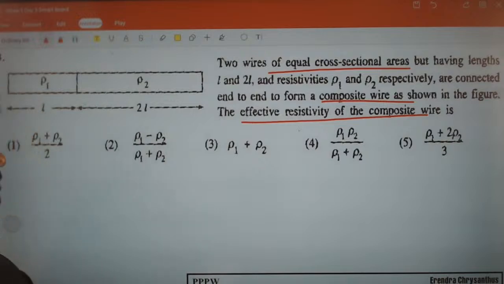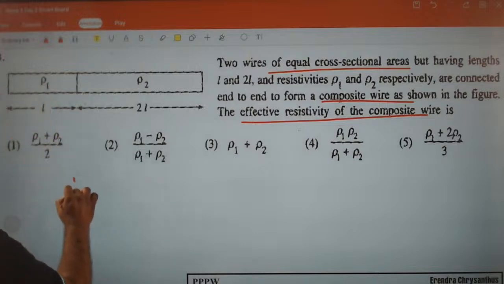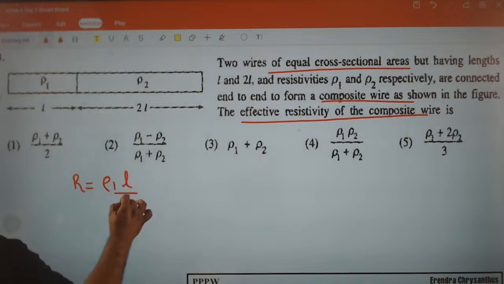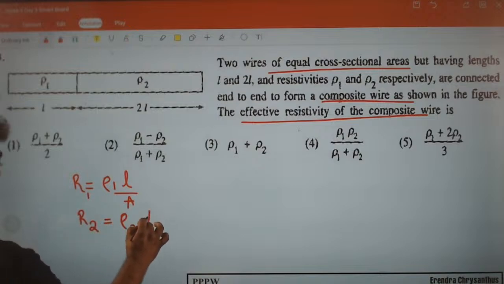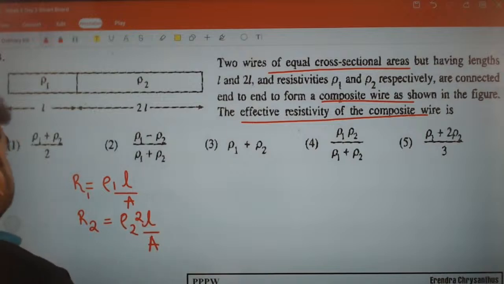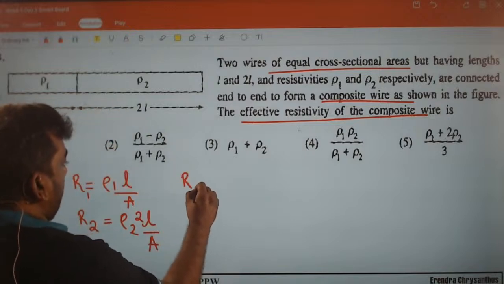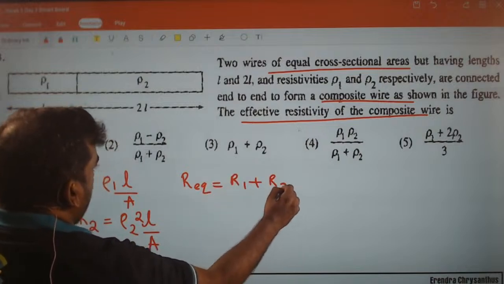So, effective resistivity. Here R1 is equal to ρ1 L over A. R2 is equal to ρ2 2L over A. Now the resistors are connected in series here, so effective resistance is equal to R1 plus R2.